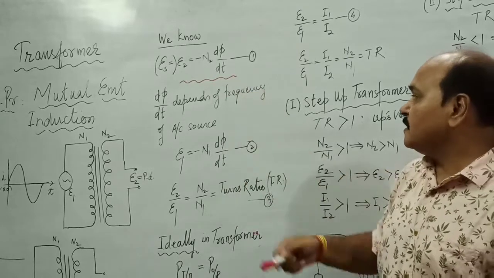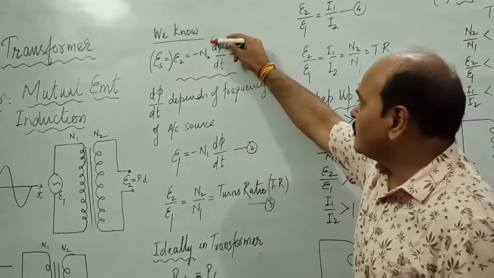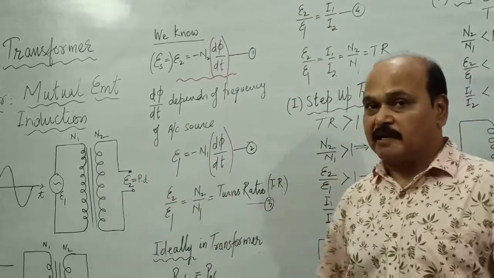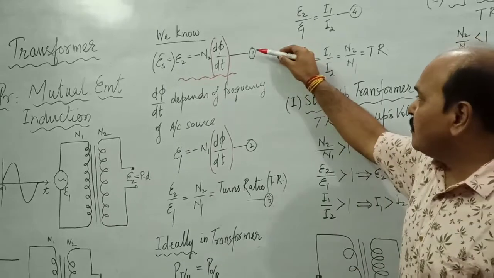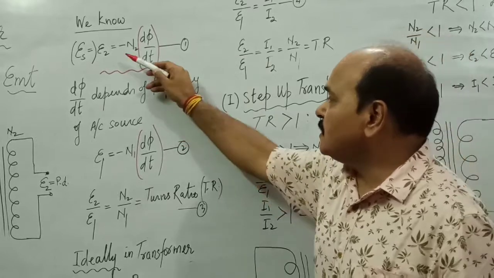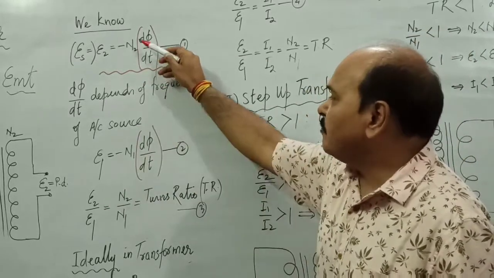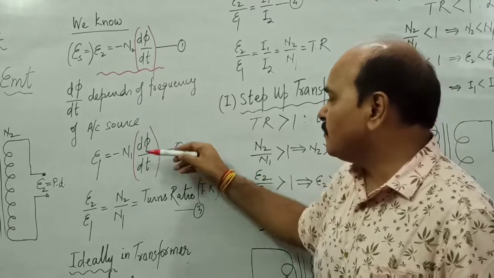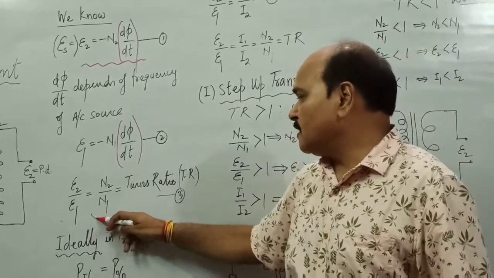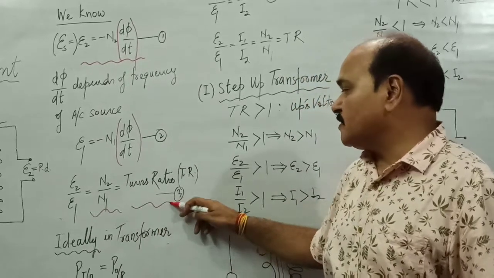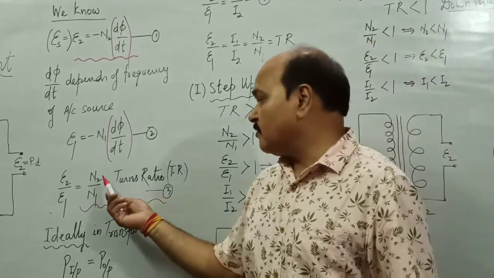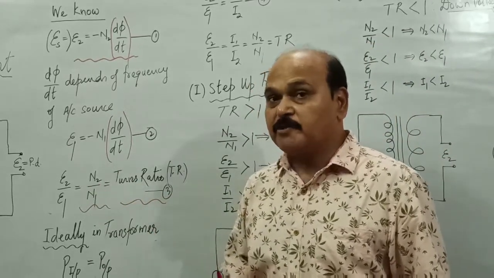d phi by dt, that is the rate of change of flux, is the same because it is the same source we are connecting to the primary and then the secondary. If we divide 2 by 1, what do we get? E2 upon E1 is equal to minus d phi by dt, that will cancel out, we will get N2 upon N1. This N2 upon N1 is called the turns ratio. It is the ratio of the number of turns in the secondary coil to the number of turns in the primary coil.